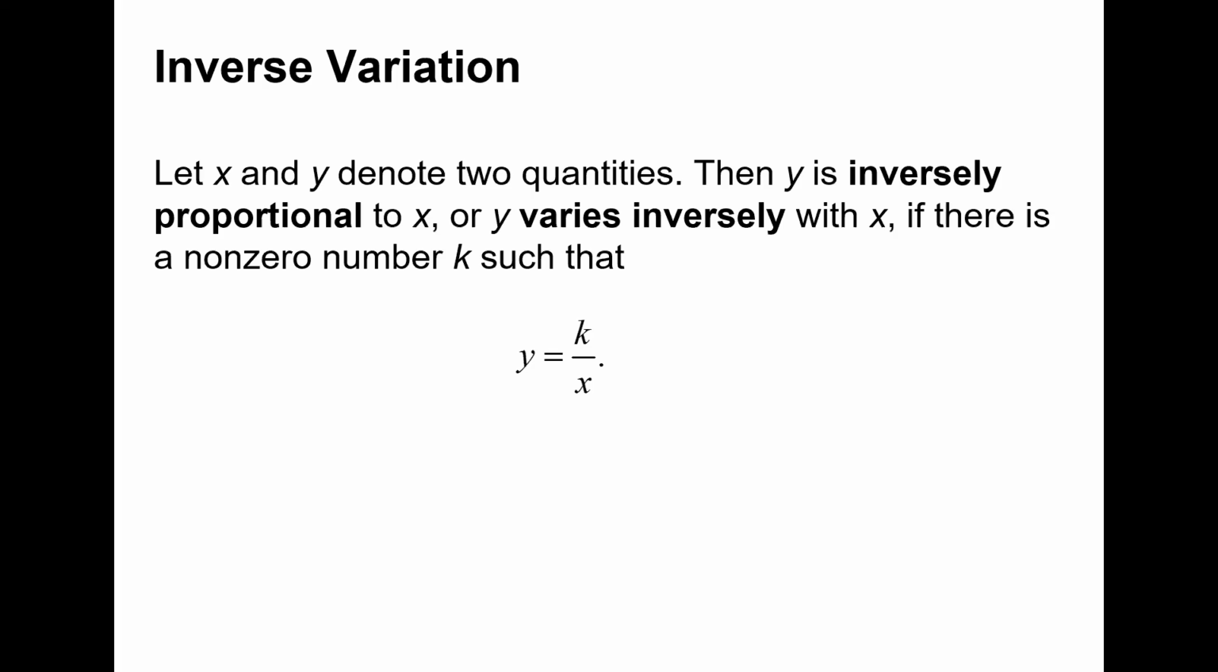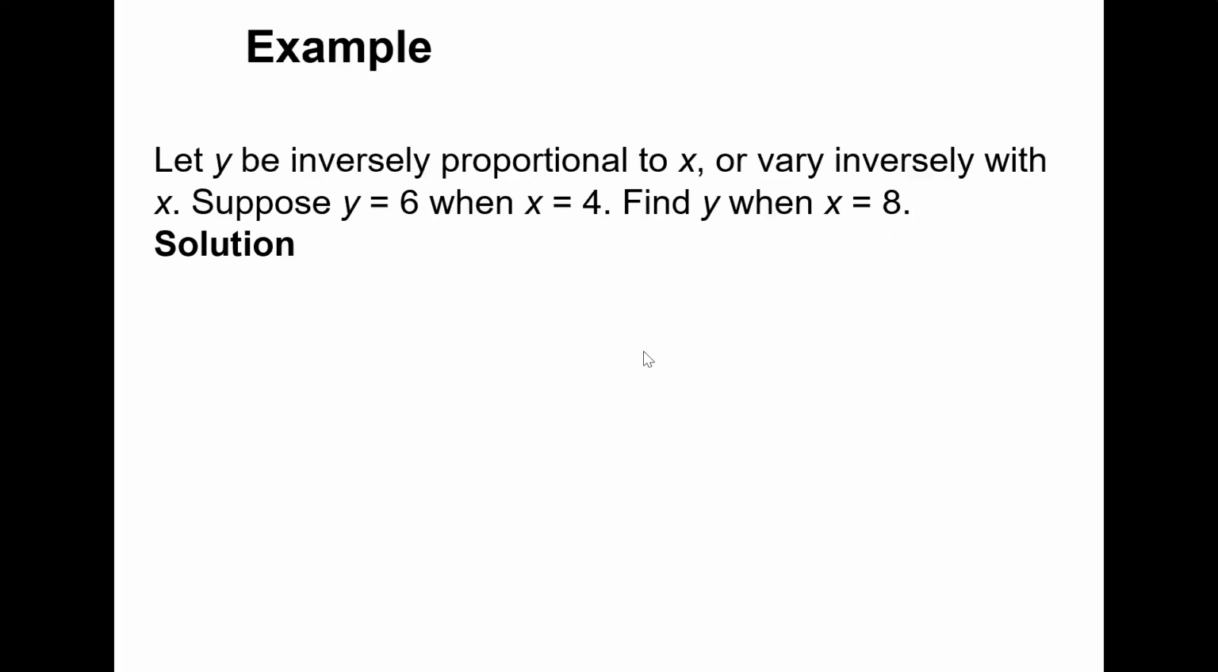All right, so here we're looking at inverse variation. Let x and y denote two quantities. Then y is inversely proportional to x, or y varies inversely with x, if there's a non-zero number k such that y is equal to k divided by x. Because if we look here, this is the inverse of this. It's 1 over the y if we said they were inversely proportional based on some k value.